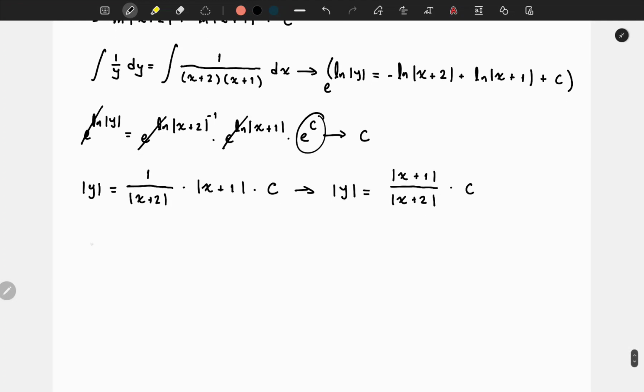And so we can now write our final answer. y is equal to (x plus 1) over (x plus 2) times C. And that is how we would solve this differential equation.